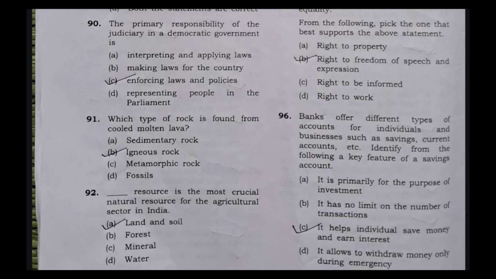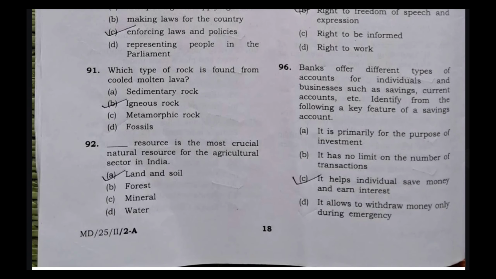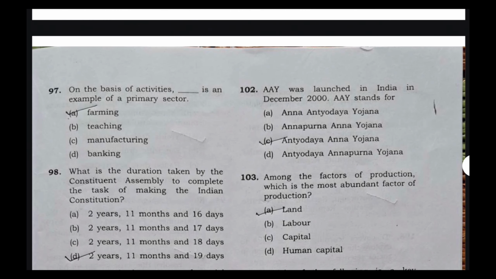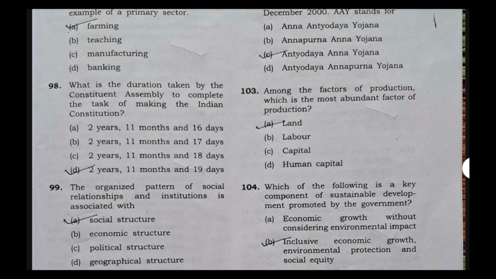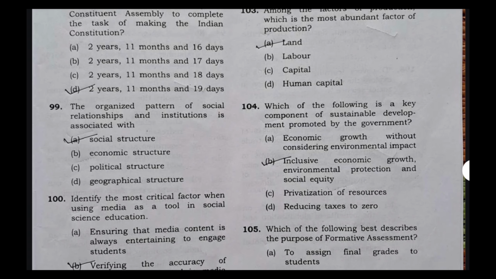96. Banks offer different types of accounts for individuals. Of a savings account, the answer is option C. It helps individuals save money and earn interest. Number 97. On the basis of activities, which is an example of a primary sector? The answer is option A, farming. 98. What is the duration taken by the Constituent Assembly to complete the task of making the Indian Constitution? The answer is option D, 2 years, 11 months, and 19 days.